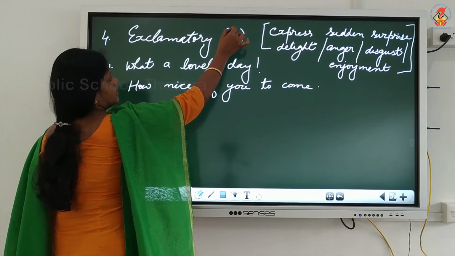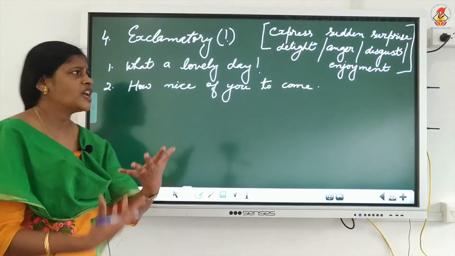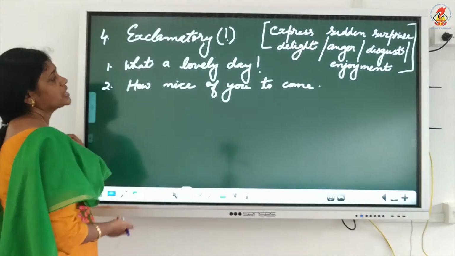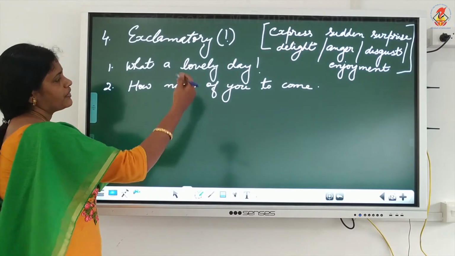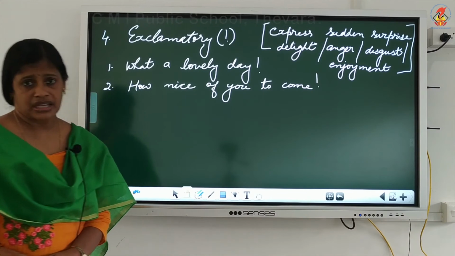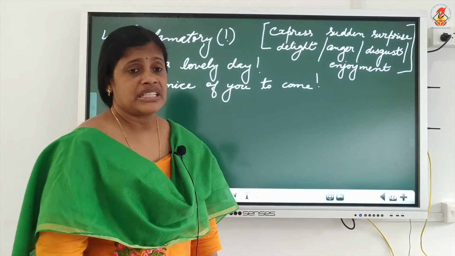It ends with a mark of exclamation. This one is called a mark of exclamation. Is it clear, children? Now, when do we use a mark of exclamation, children? We use it when we express a sudden surprise, delight, anger, disgust, enjoyment, your feelings. Whenever you express your feelings, we use an exclamatory sentence. The first one is, what a lovely day. You're happy, isn't it? So, we have put an exclamation mark. How nice of you to come. Again, an exclamation mark has come. Is it clear?